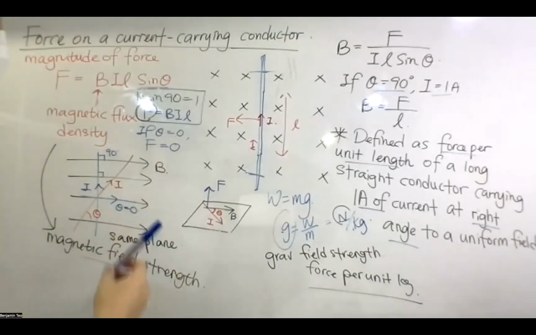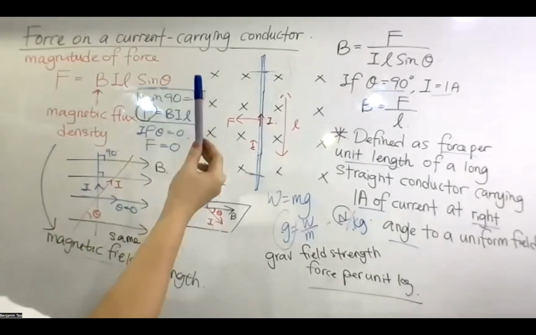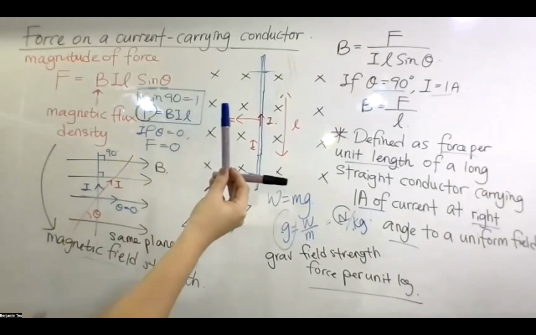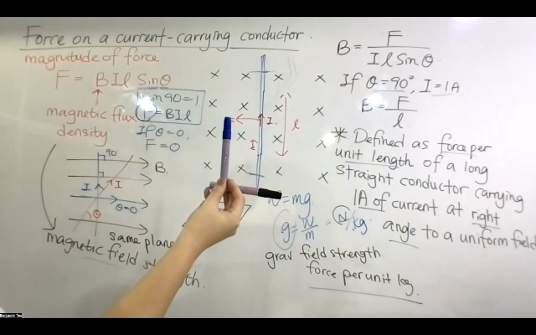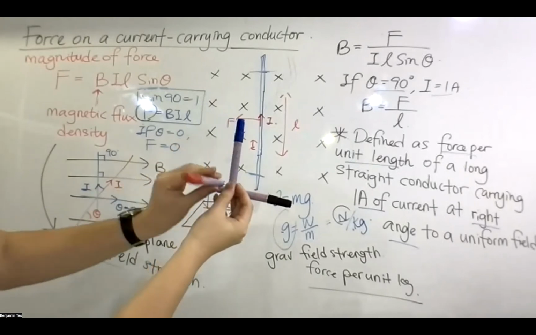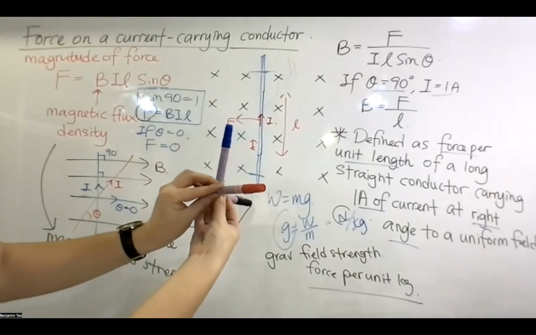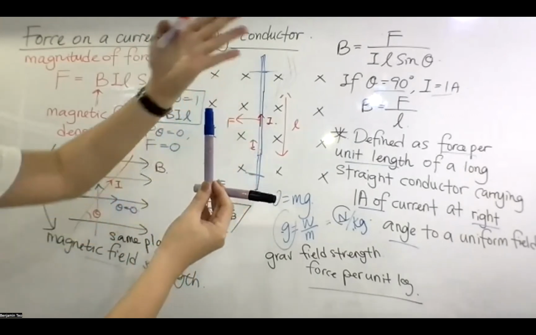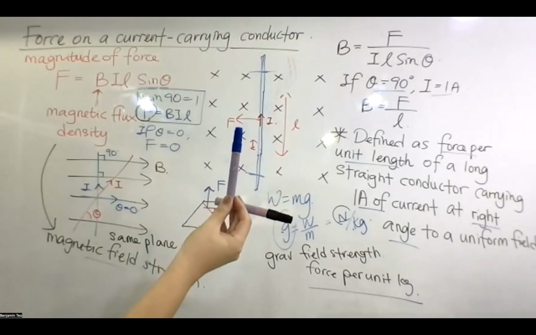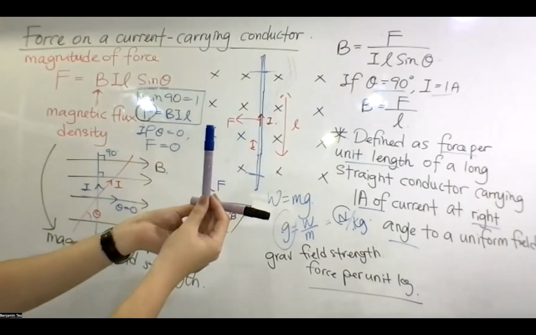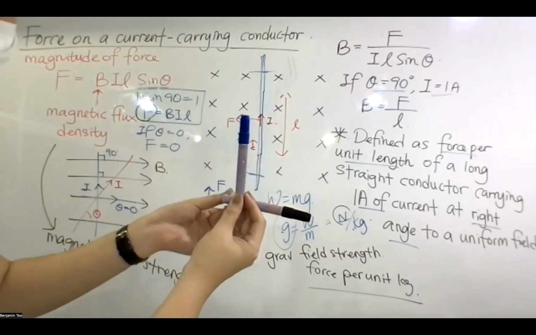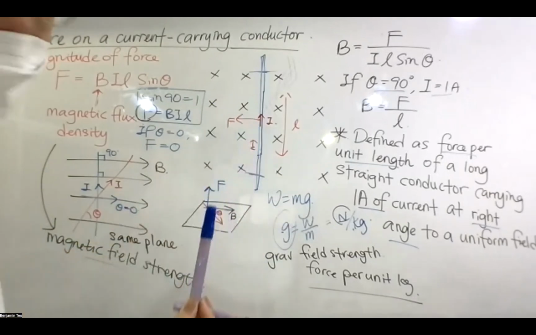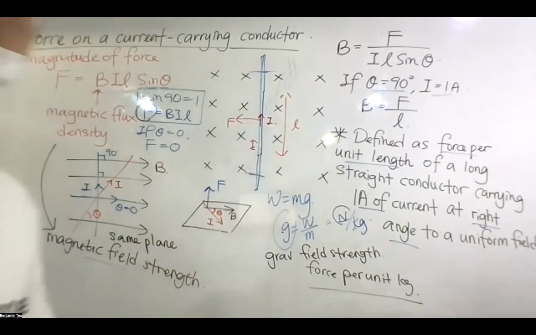It's like, here's your wire, here's your field, and then the force is coming out like this. Okay? The wire and the field, they are on the same plane. But then the force comes out like this, okay? In front or at the back. That is the force produced by magnetic field.